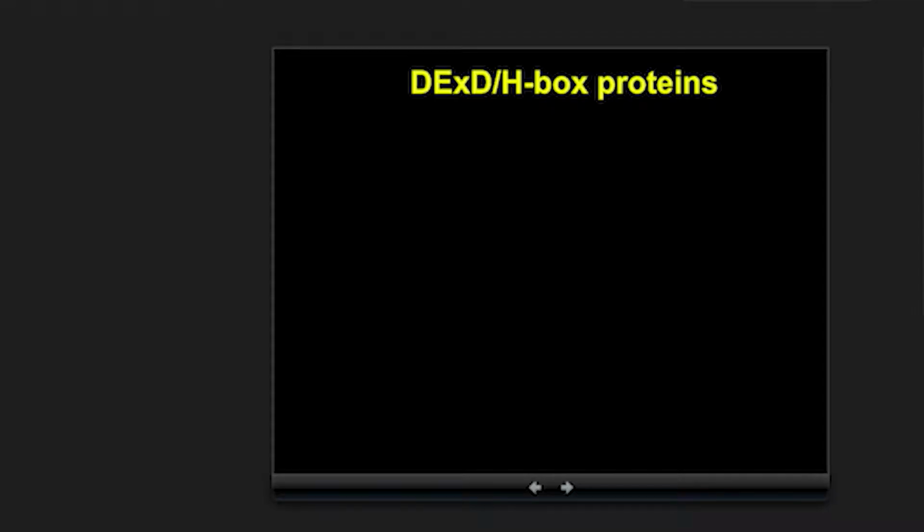So in my laboratory, we work on a class of enzyme called DEAD-box proteins. Okay, people, it's very hard to read. And so these proteins are ubiquitous.